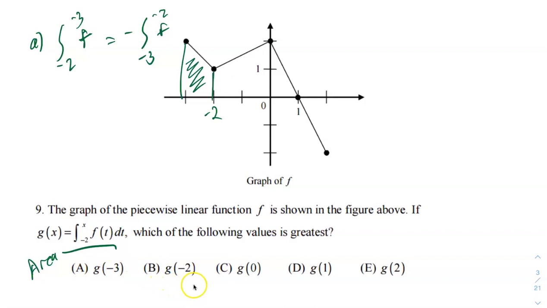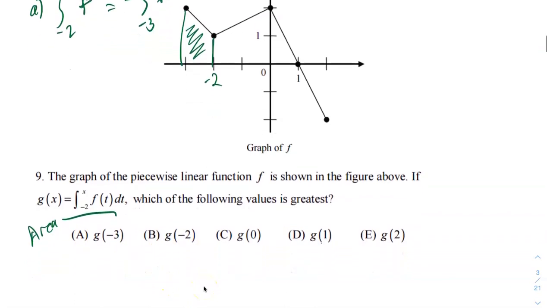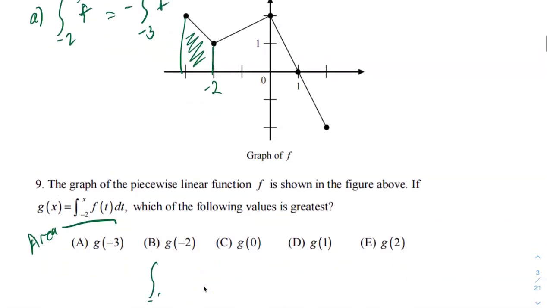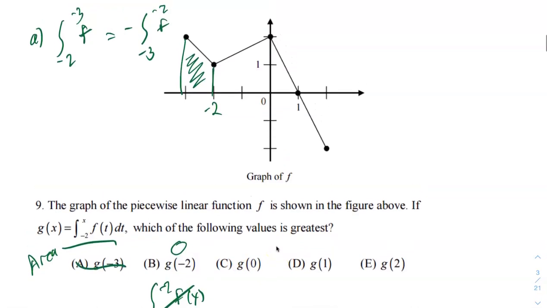B, g of negative 2. I'll put that down here. So that'll be the integral from negative 2 to negative 2 of f of x. Well, those are the same, so it's just 0. So that means A is already gone because A is negative. C, g of 0. So we'll integrate from negative 2 to 0, so it'll be this area right here. Pretty good. g of 1. That'll be from negative 2 to 1. That'll be all this area, so that's even better. So this is out. Right now, that's the leader.